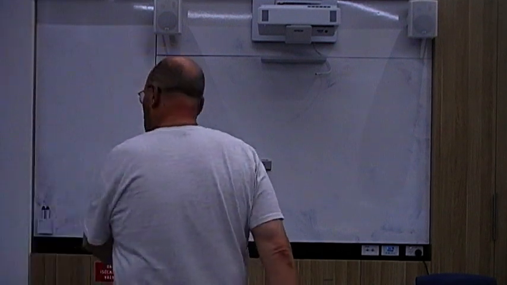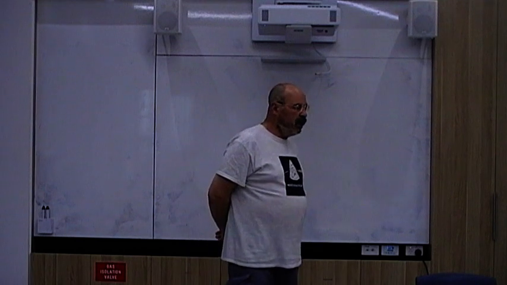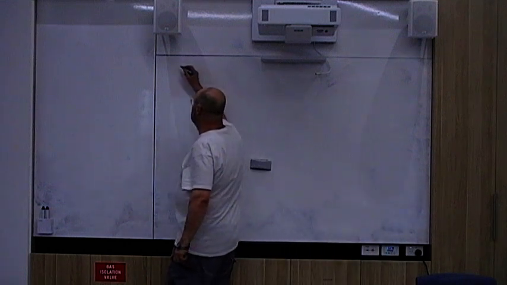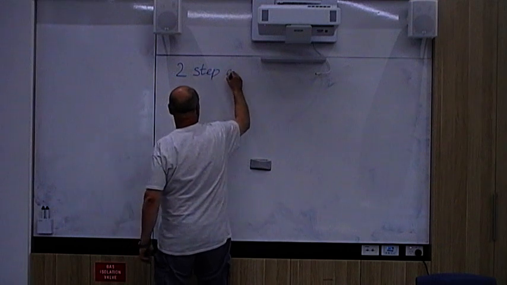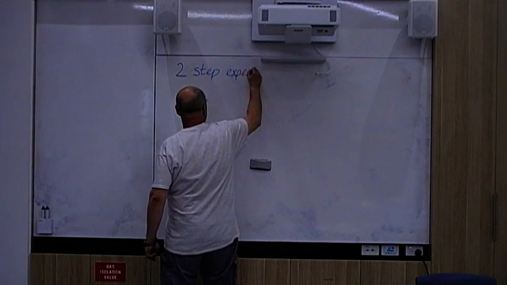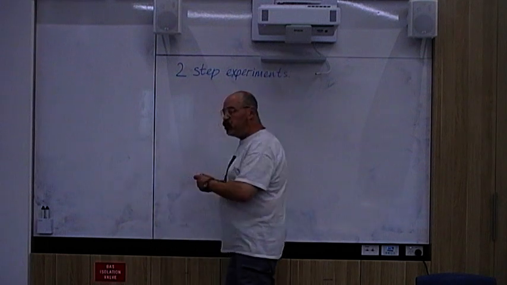So we have learned about what the probability is. Today we will learn about finding probability when we have a two-step experiment. Two-step experiment. What does it mean, two-step experiments?